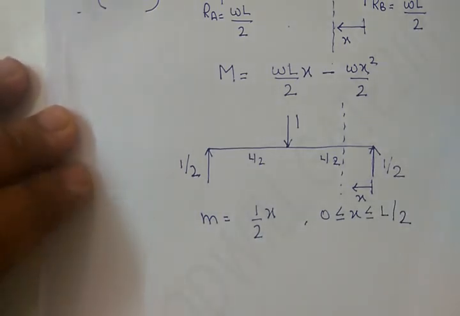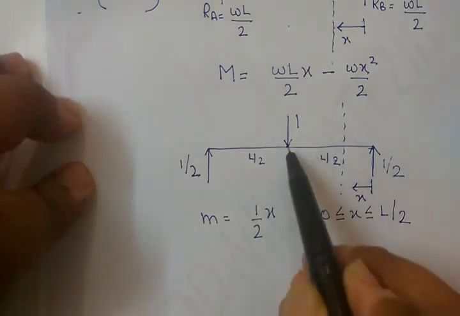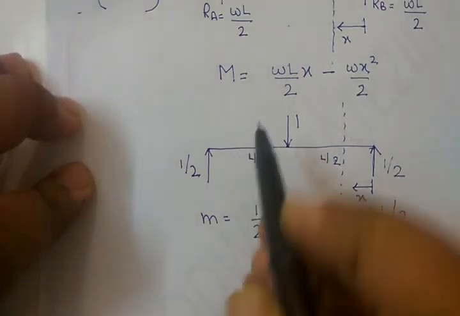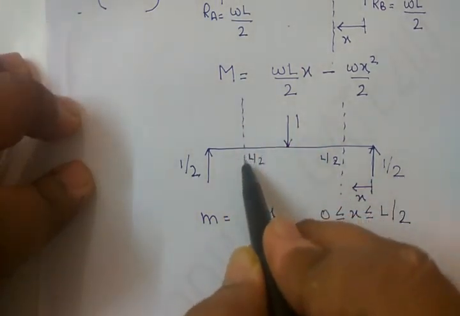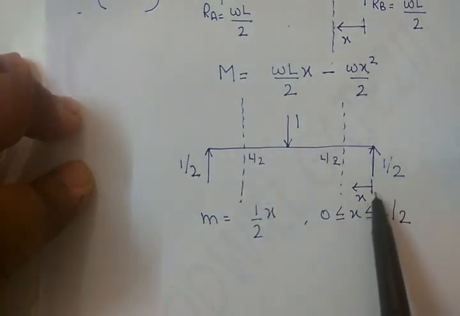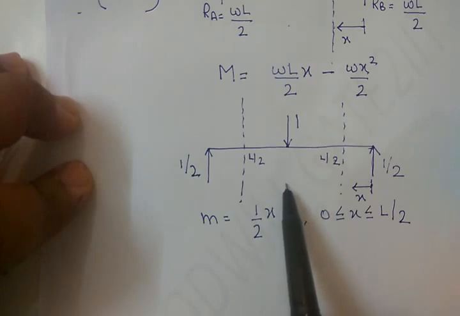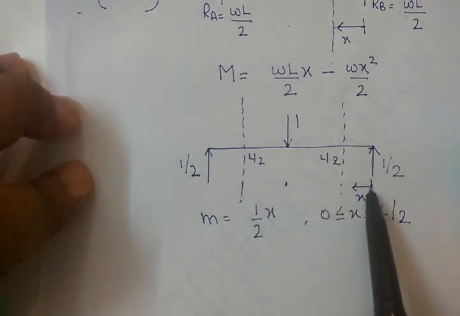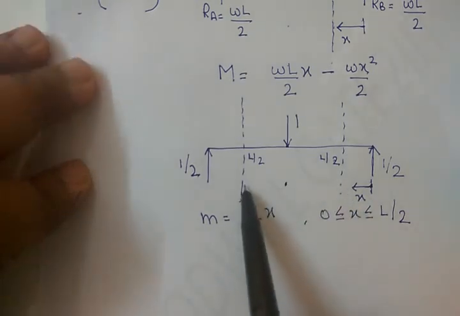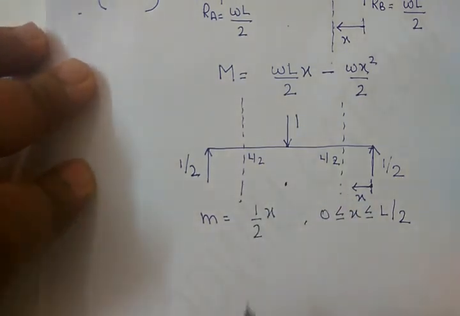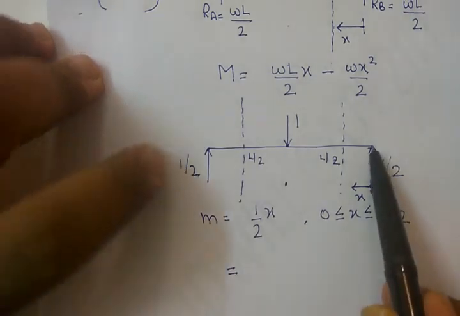Now from this point onwards, if you go to this side and assume something, again keep this in mind, you are moving from here only. X is 0 here. X is L by 2 here. So you are moving after L by 2. So what is the moment produced? Now what are the forces acting on the right hand side completely? You need to have two equations now. So 1 by 2 into X. Now X is this distance this time.